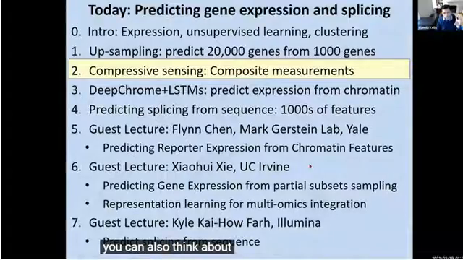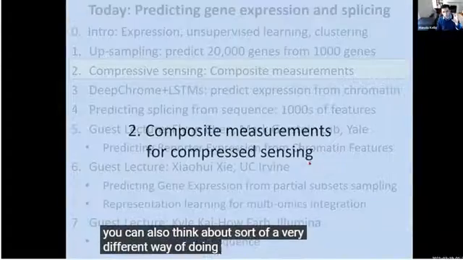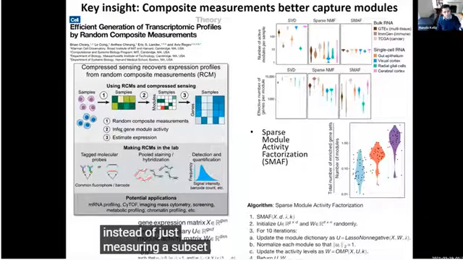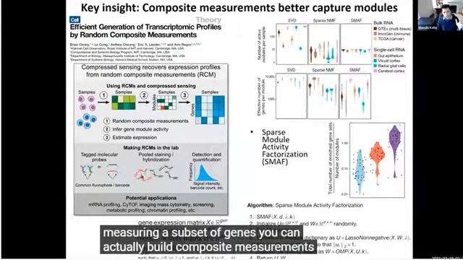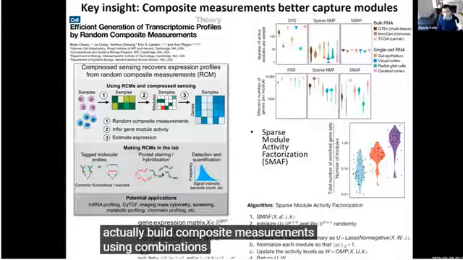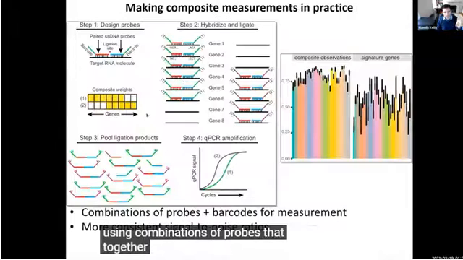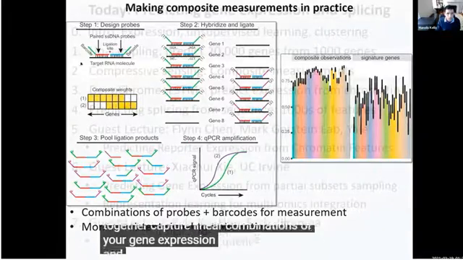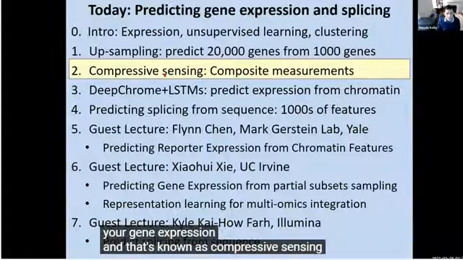You can also think about a very different way of doing your measurements. Instead of just measuring a subset of genes, you can actually build composite measurements using combinations of probes that together capture linear combinations of your gene expression. And that's known as compressive sensing.